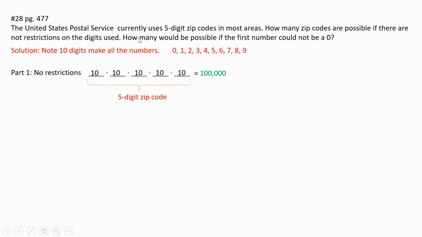Look at the second question. How many would be possible if the first number could not be a 0? So the first digit cannot be 0. That means it can be a 1 all the way through 9. So there's 9 different numbers that can go here, from 1 through 9, not 0. Then the second, third, fourth, and fifth digits don't have a restriction, so they can be any number from 0 to 9, which will be 10, 10, 10, and 10. Multiply them out, we get 90,000.